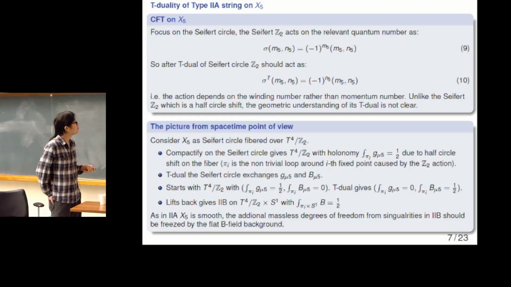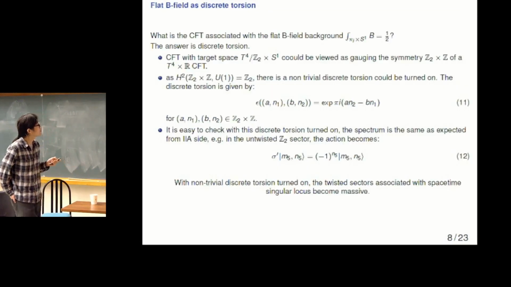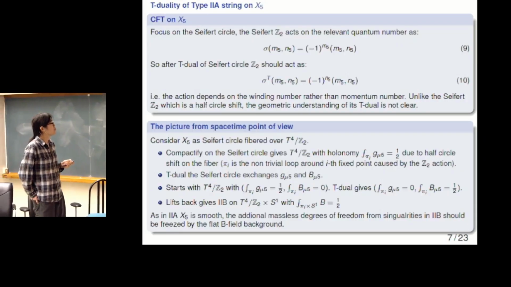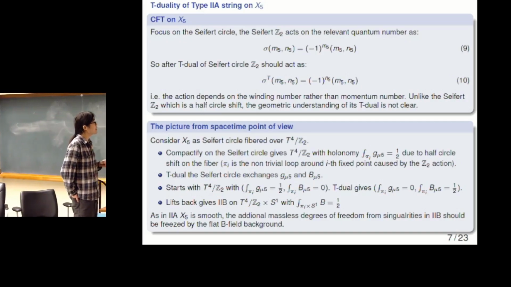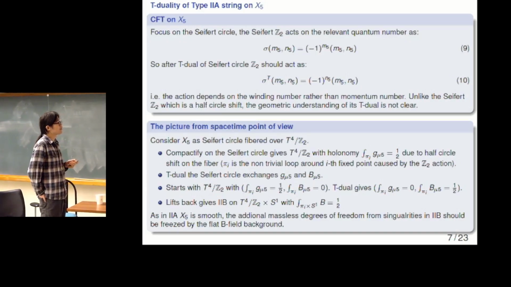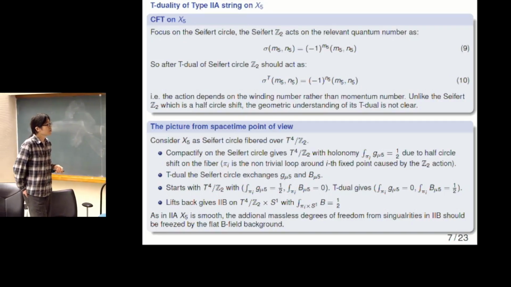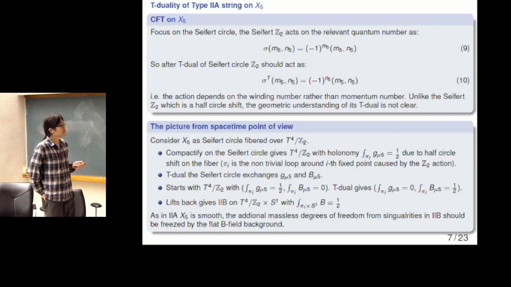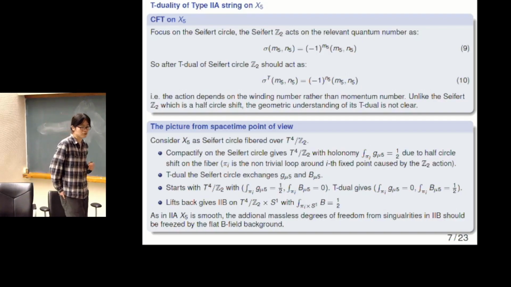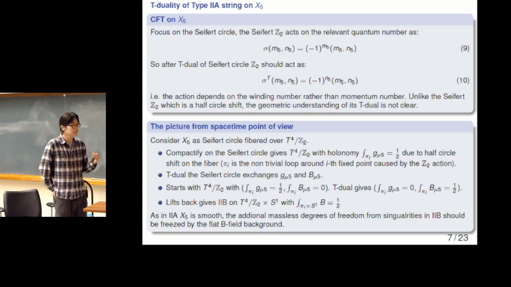And now we can also switch to the space-time perspective. Now we consider X5 as a Seifert circle fibered over IPhT. We first compactify on the circle. What we are going to see is that we get a 4-dimensional IPhT together with non-trivial GU5 holonomy around each singularity, thanks to the half-circle shift of the Seifert manifold.